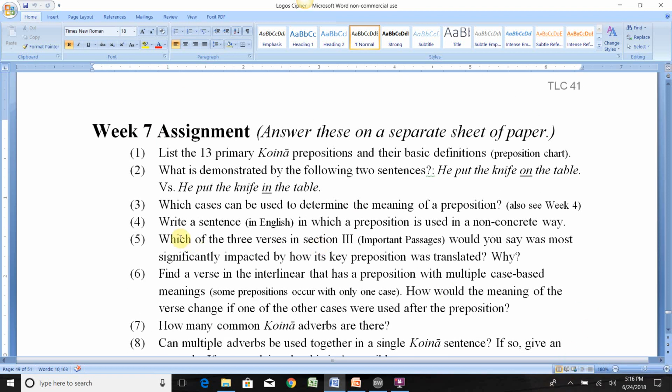All right. So that's question 3. Question 4. Write a sentence in English. I made this nice. I should have said in Greek, but that would have taken way too long. Write a sentence in English in which a preposition is used in a non-concrete way.